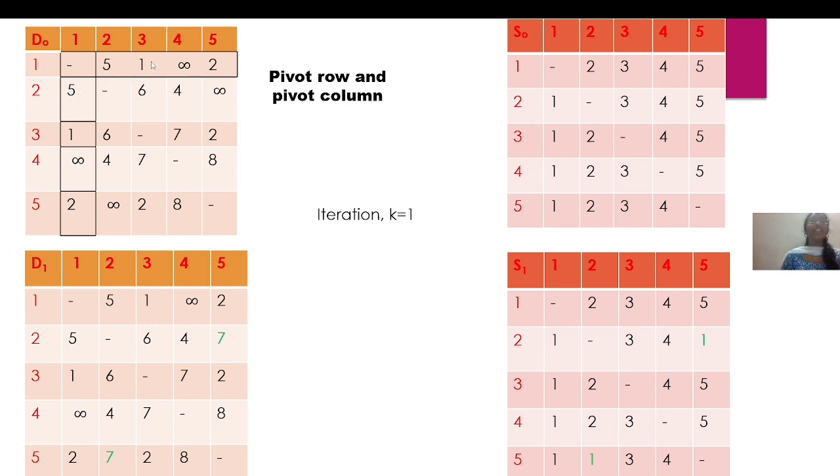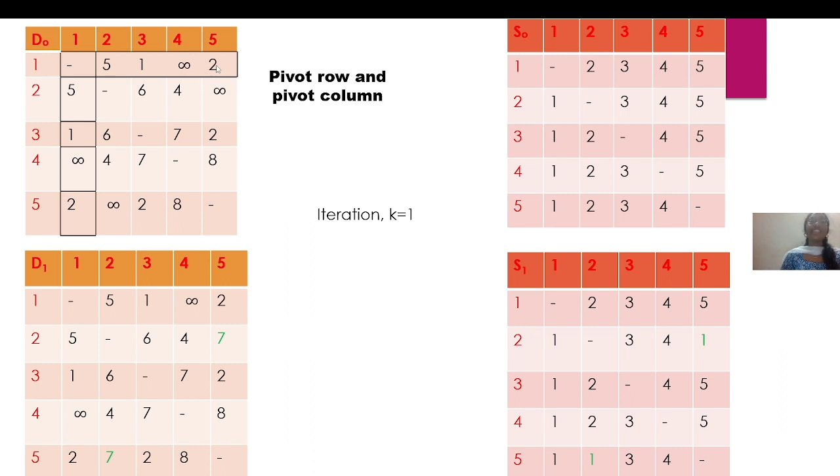So 5 plus 1 is less than 6. So there is no change. We will write it the same number 6 in the D1 matrix. Next, 5 plus infinity is infinity, which is greater than this number 4. So we won't change anything. 4 is written like that, the same in the D1 matrix.